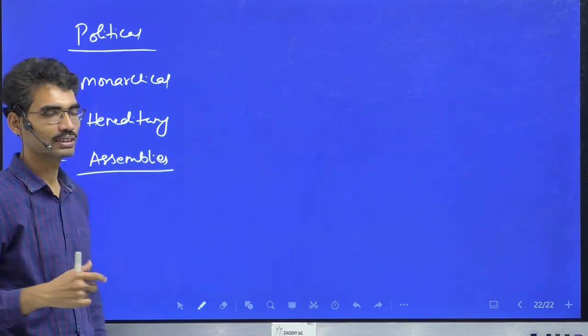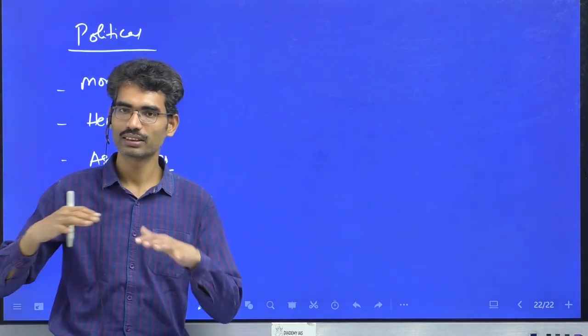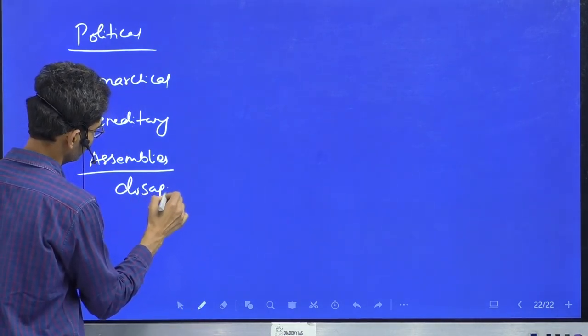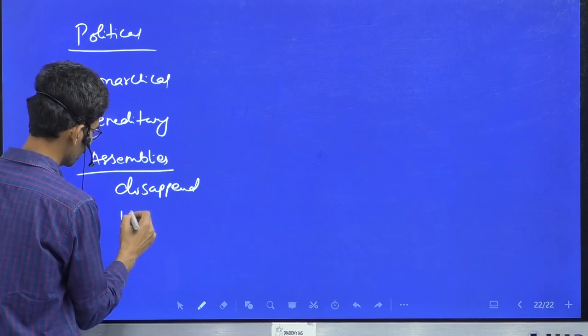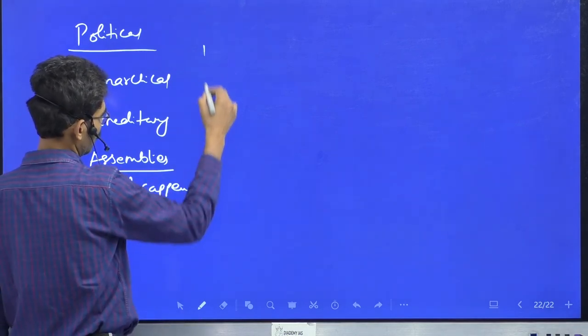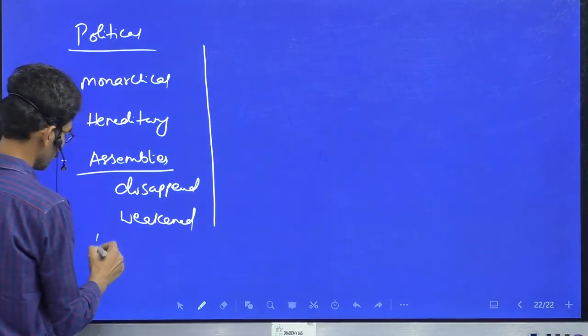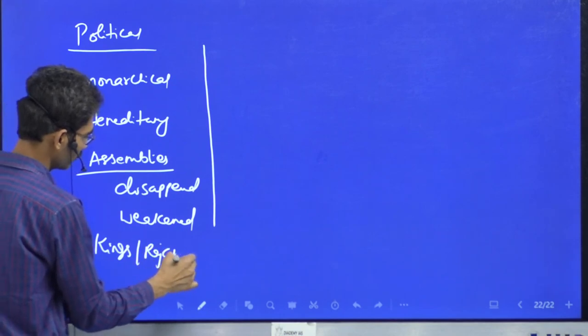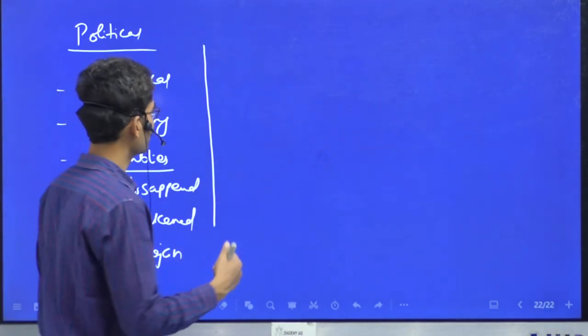Assemblies. When it comes to assemblies, Sabha, Samiti, Vidata, Gana, some of them disappeared, others became vacant. Now kings, the Rajan, became very powerful and became the rulers.